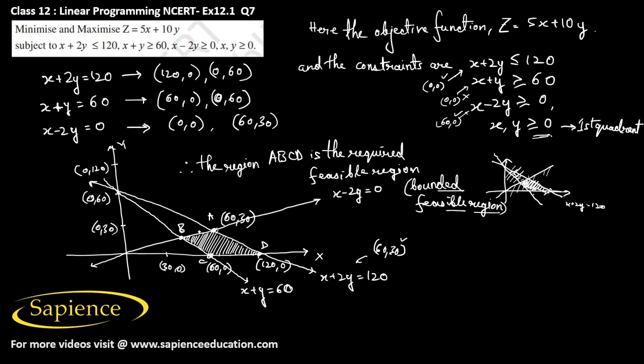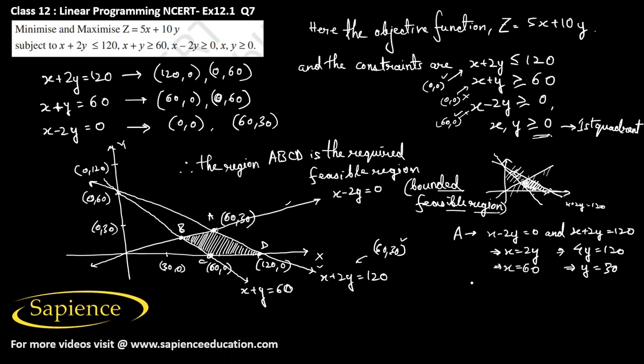So we need to find the corner points. The corner point A can be obtained by solving the straight lines, this one and this one. So if we solve it, x minus 2y equal to 0, and you have to solve x plus 2y equals 120. So here x equal to 2y. So if we put that, then we will get 4y equals 120. So y will be equal to 30. Then x will be equal to 60. So the point A is obviously 60, 30.